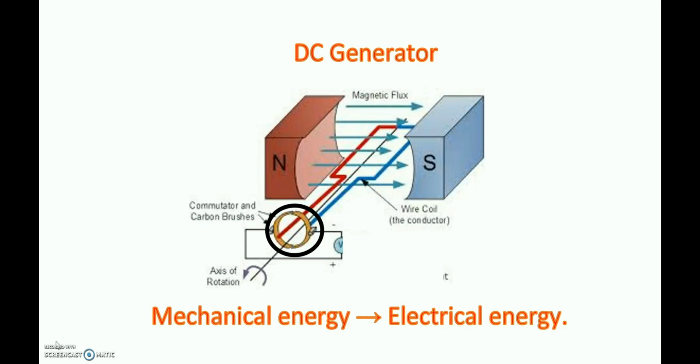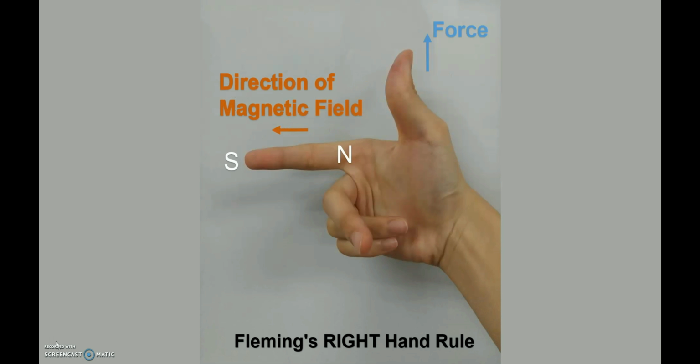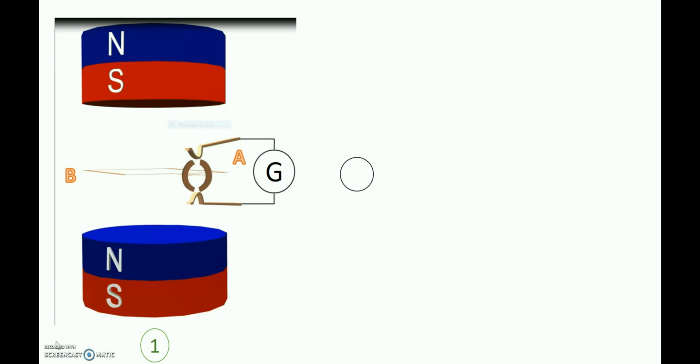Before we look into the working principle of the DC generator, we need to know how to apply Fleming's right-hand rule in order to determine the direction of induced current. Your right thumb points toward the direction of the force, while your index finger points to the south polarity of the magnet. The middle finger represents the direction of induced current. Now, let's look into the working principle of the DC generator.